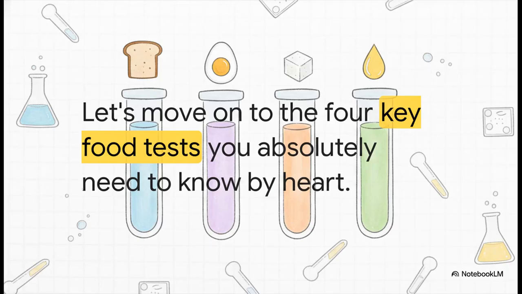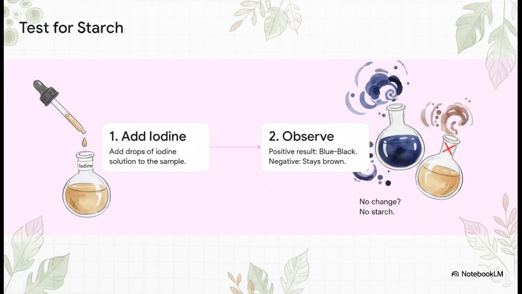All right, so we've got the drawing part down, awesome. Now let's switch gears to observing chemical changes. There are just four key food tests you absolutely have to know like the back of your hand. Let's blitz through them. First up, the starch test. It's super simple. Add a bit of iodine. If there's starch, it's going to go from a brownish color to a really dark blue-black.